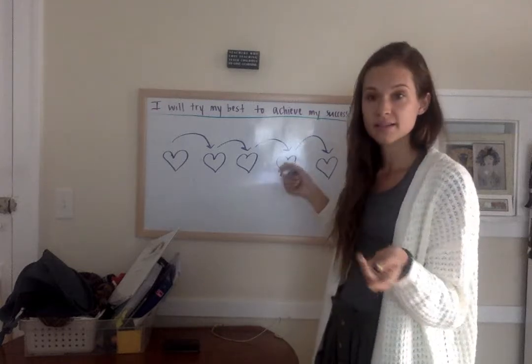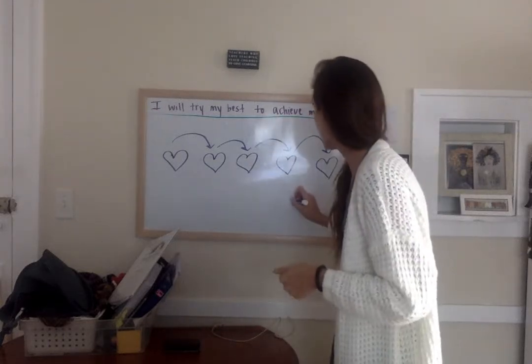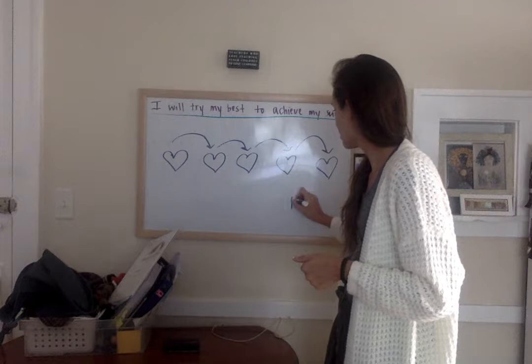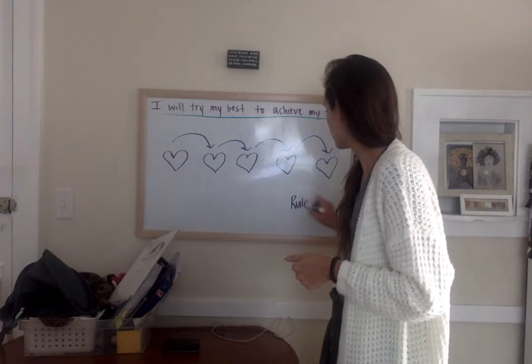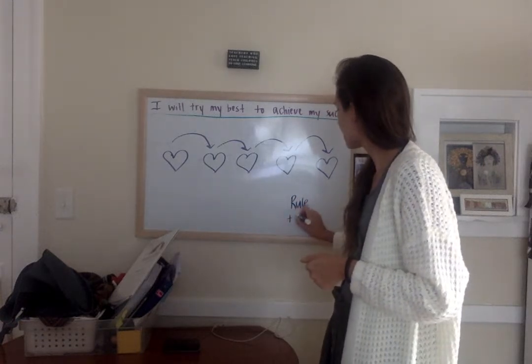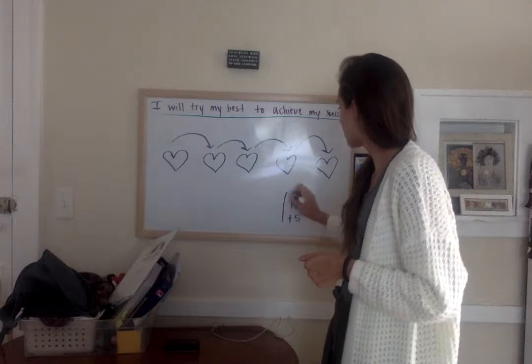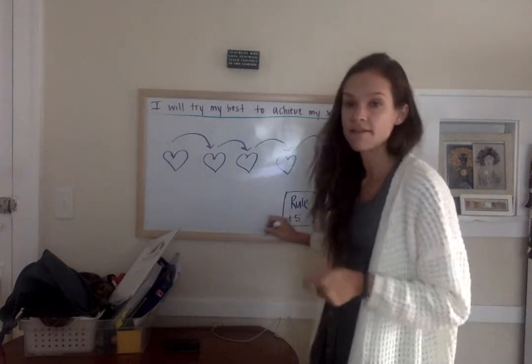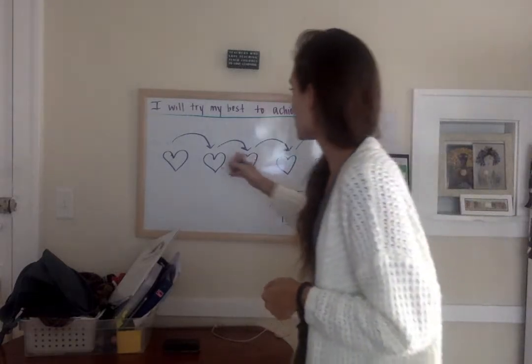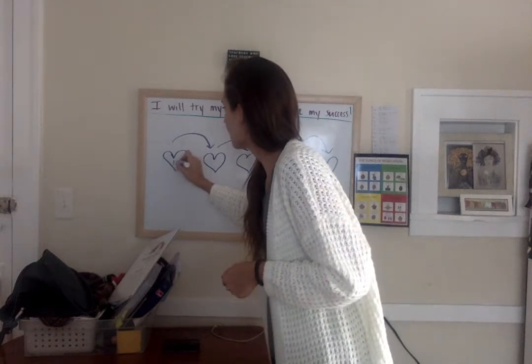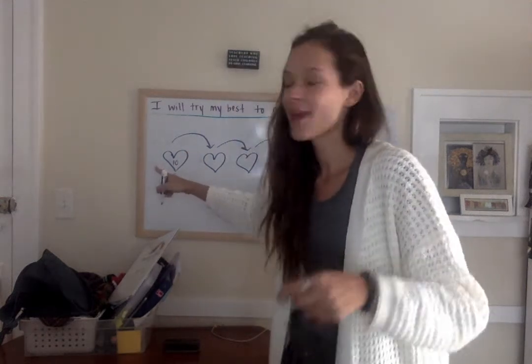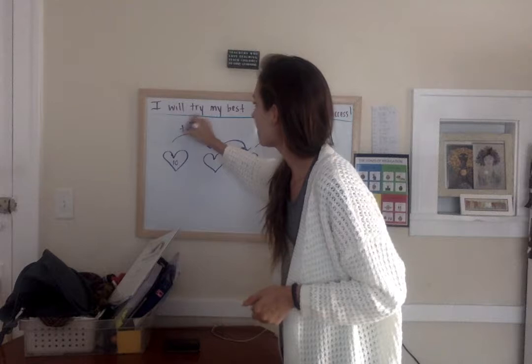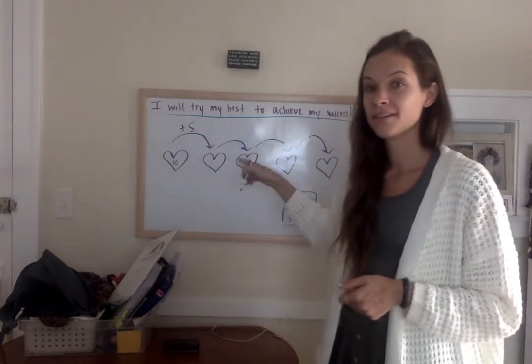Now the rule box, it could be on the top or it could be on the bottom. I'm going to put it at the bottom. I'm going to put the rule. And the rule is plus 5. The rule is plus 5. So I'm going to put the number 10 here. I have the number 10 in this heart. What is 10 plus 5?